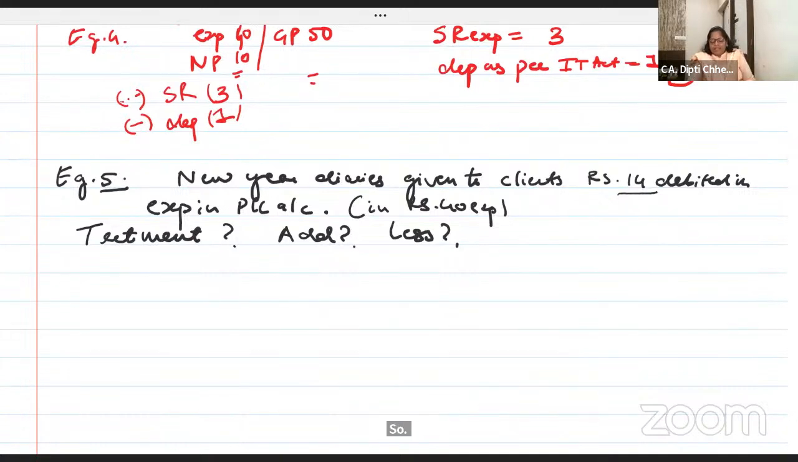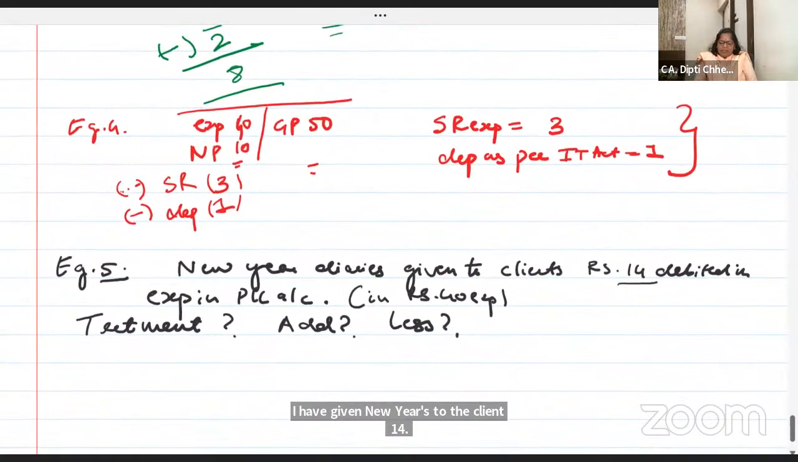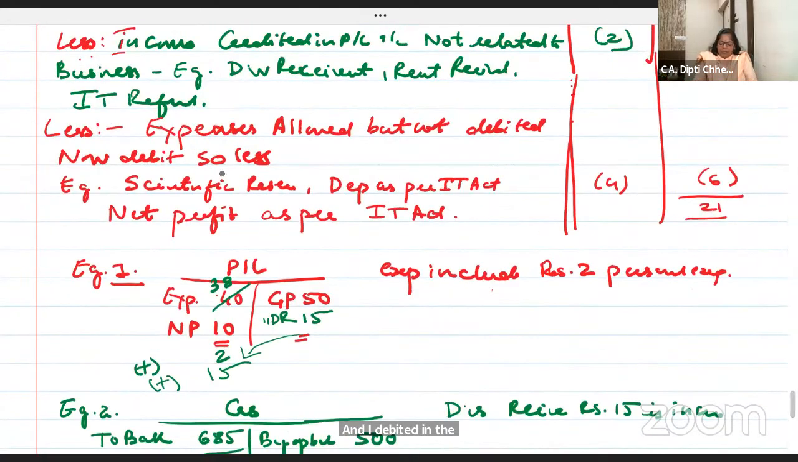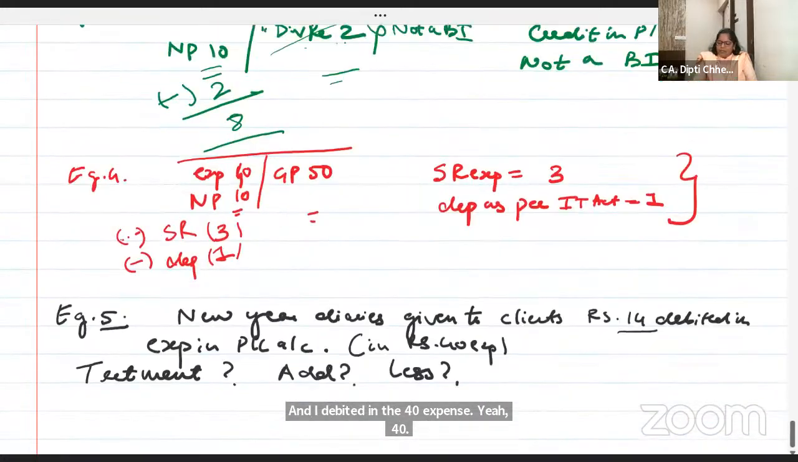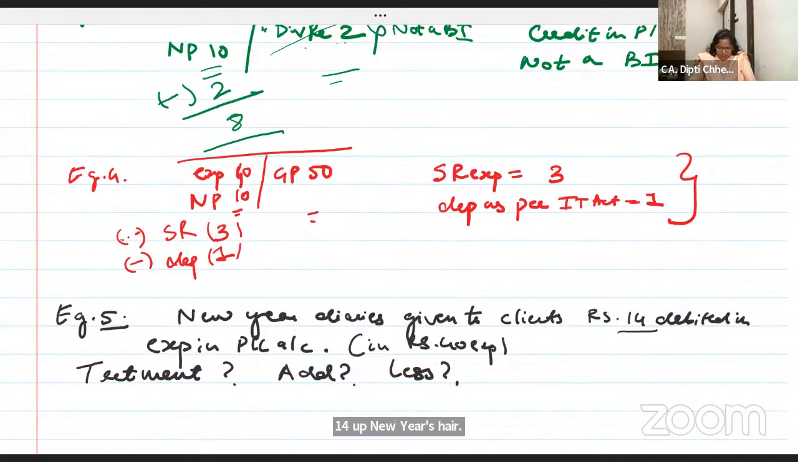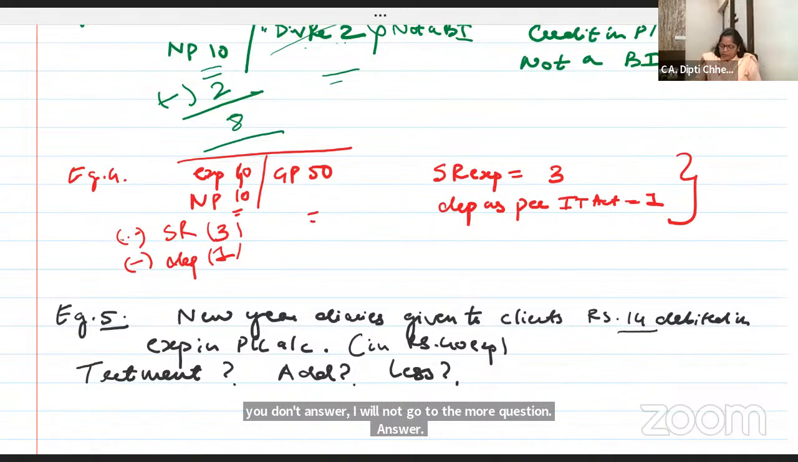I don't know. You have to answer. I have given New Year diaries to the client, 14 rupees, and I debited it in the 40 rupees expense. In this 40 rupees, 14 rupees is your New Year diaries. What should I do? I am waiting. Till you don't answer, I will not go to the next question. Okay, tell me, add or less 14 rupees?